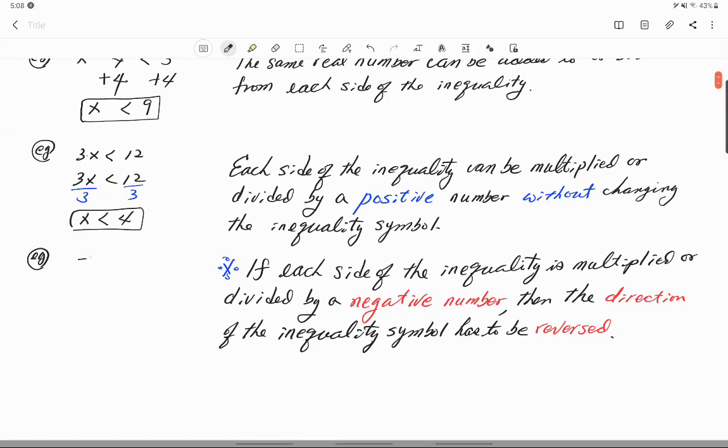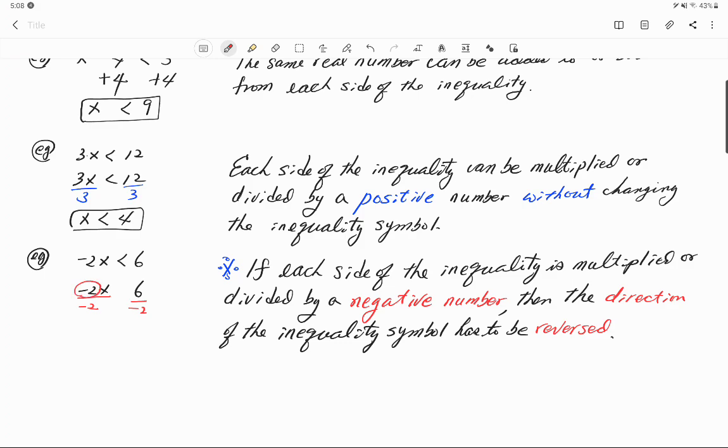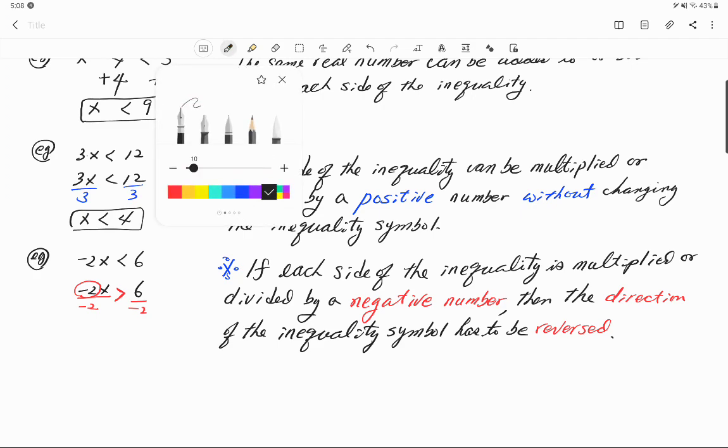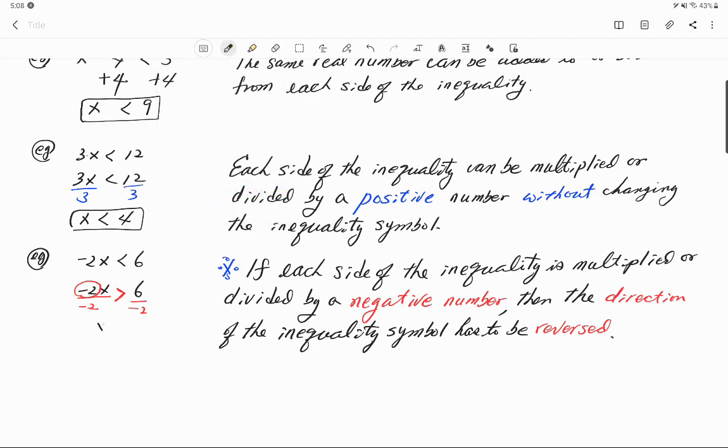So for example, negative 2x is less than 6. In this case, I want to divide each side by negative 2, because I want to get rid of this negative 2. So divide each side of the inequality by negative 2. Then what do we do? Always reverse the symbol. Change the direction of the inequality symbol. It's really important. Everything else stays the same. Finally, negative 2 cancels out, so x is greater than negative 3. This is the solution.